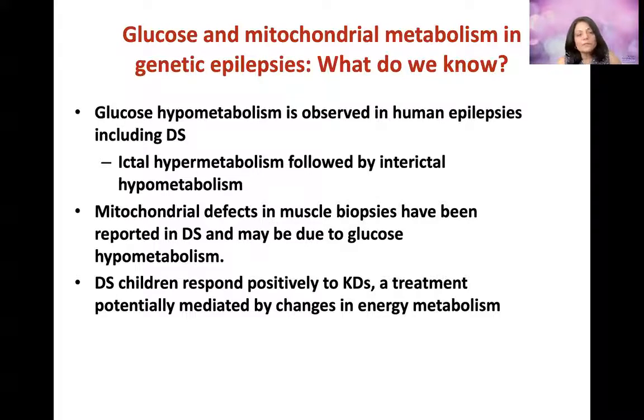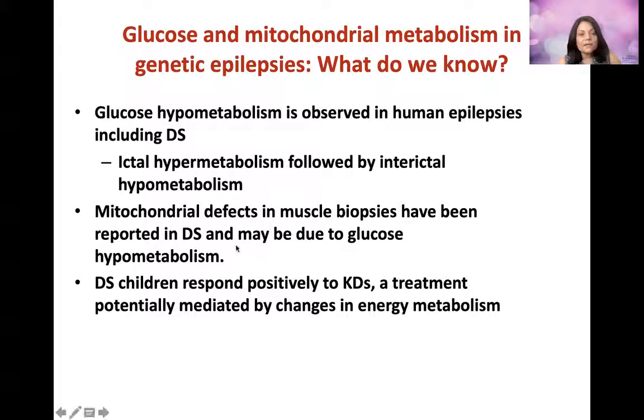One thing we do know is that glucose hypometabolism, or decreased metabolism, is observed in many human epilepsies, including in children with DS. In general, during epileptic seizures, in the ictal phases, there's hypermetabolism observed in many different cases, followed by interictal periods of hypometabolism. And because hypometabolism tends to be the majority of the phase, the overall observation in metabolism is a hypometabolism.